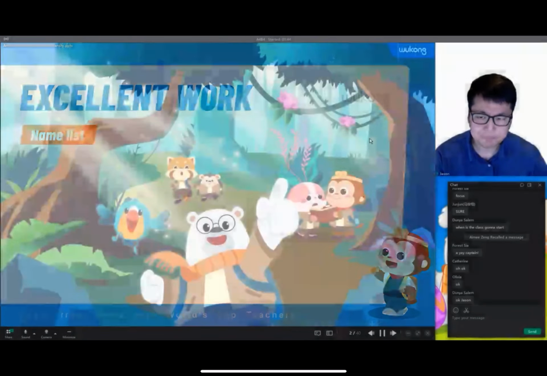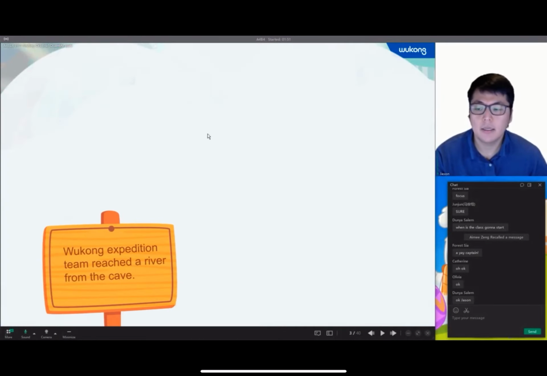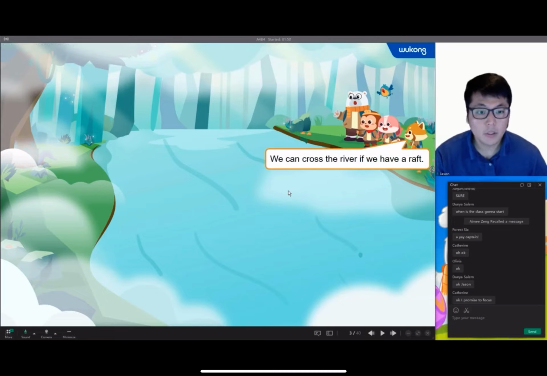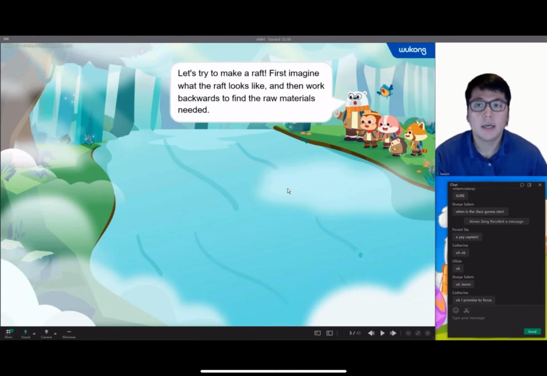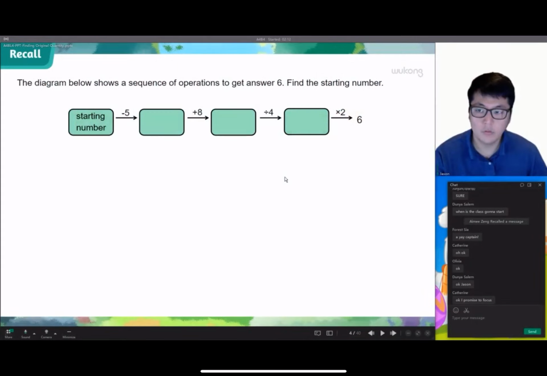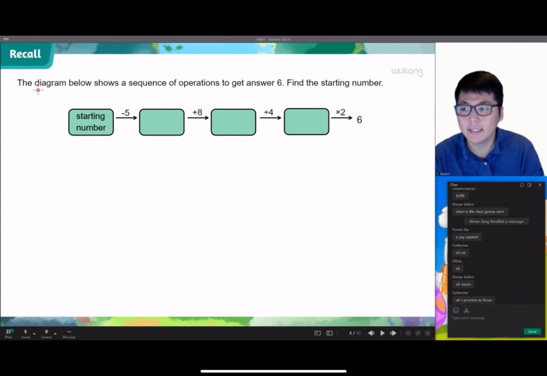So now, today we're going to learn about finding original quantity, everybody. Let's see. The expedition team apparently reached the river from the cave. And now we can cross the river if we have a raft. Let's try to make a raft. First, imagine what a raft looks like and then work backwards to find the raw materials which are needed. But what is working backwards? Well, this is a diagram called a flow chart, everybody.